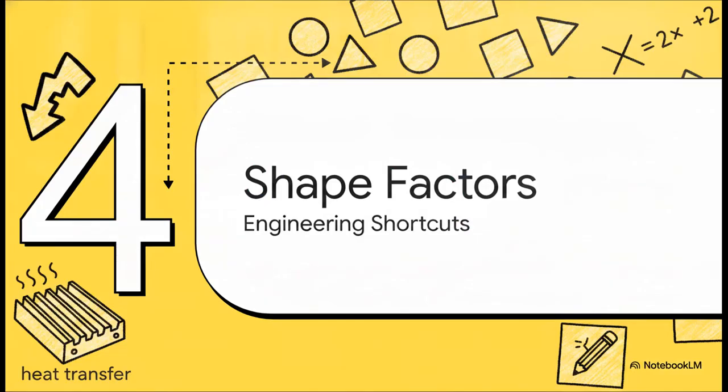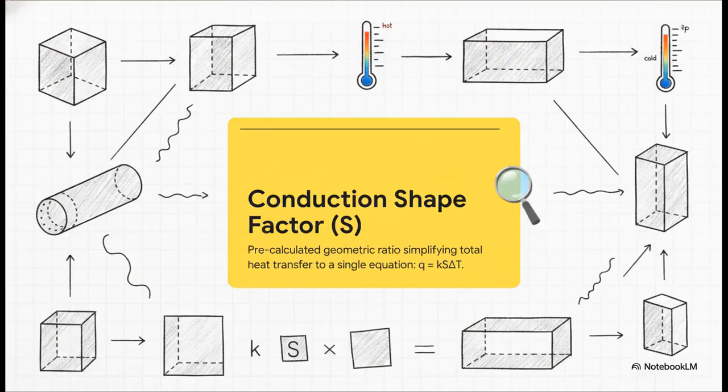All right, section 4, shape factors, engineering shortcuts. So if analytical math is exhausting and hand drawing is super tedious, this right here is the ultimate engineering cheat code. For a multidimensional system with just 2 temperature limits, engineers managed to compile all that intense geometry and calculus into a single variable, the conduction shape factor. We just call it S. Instead of pages of infinite series, your total heat transfer equation boils down to this: Q equals k times S times the overall temperature difference.